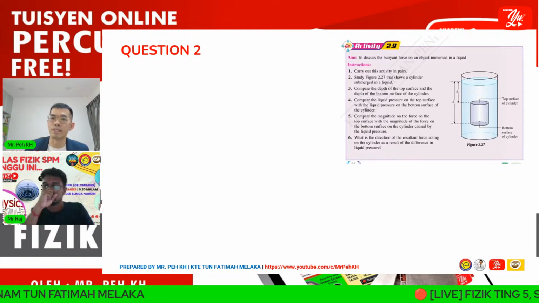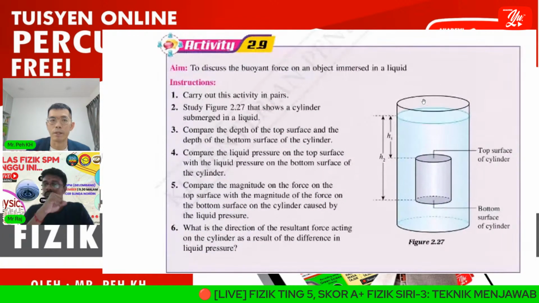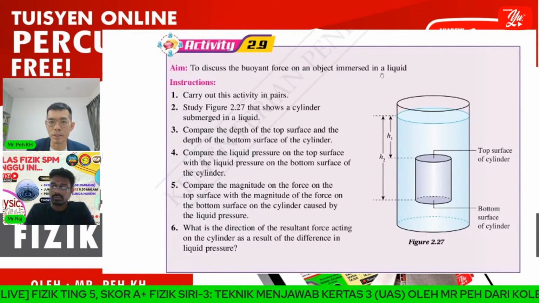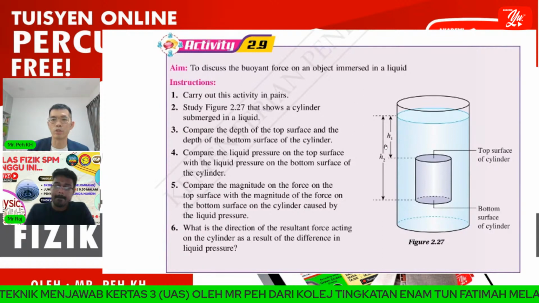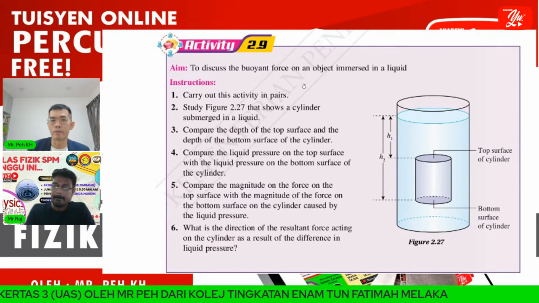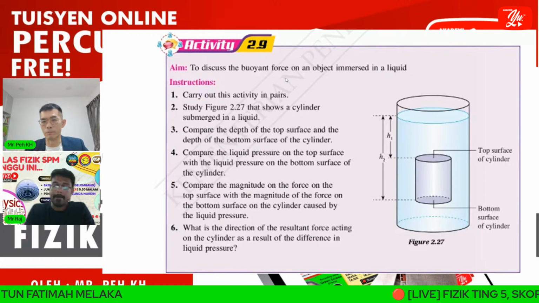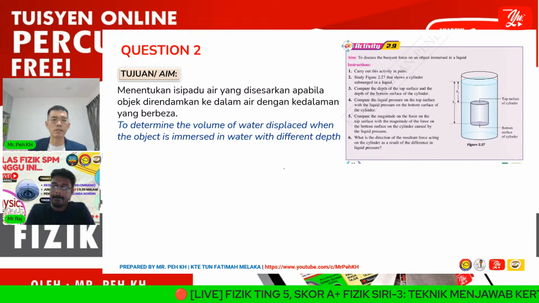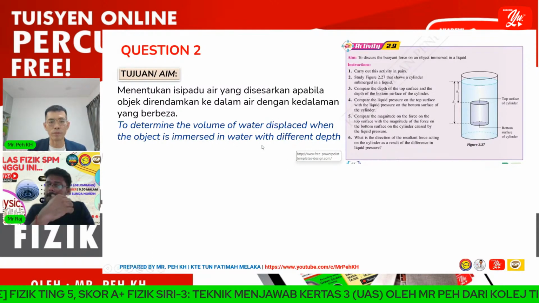So to discuss, you can look at the question, look at the experiment. Here we discuss the buoyant force on an object immersed in a liquid. You can see here, the immersion depth can change, and then the buoyant force can be referred to the water displaced. So the question I designed for question number 2 is to determine the volume of water displaced when the object is immersed in water at different depths.